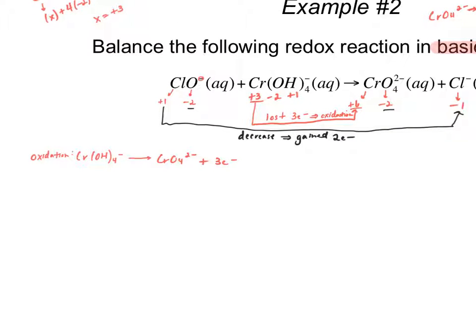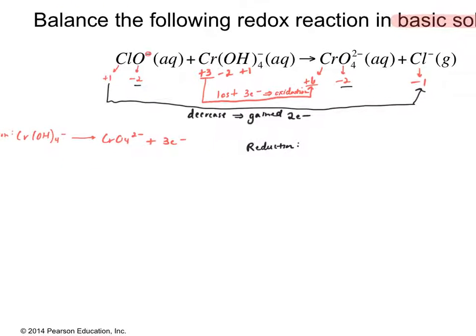And then I'll go ahead and write the reduction the same way. So we'll write reduction over here. The reduction half reaction, we have ClO-. And again, in reductions, electrons are reactants. It's going to gain 2 electrons and make Cl minus.